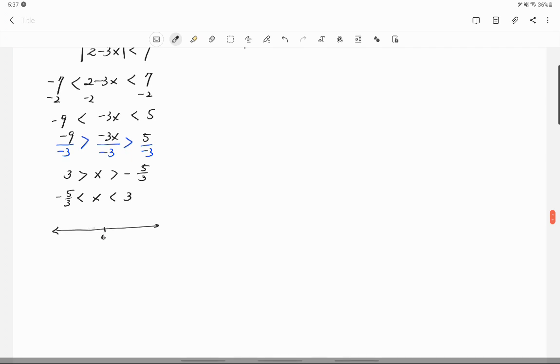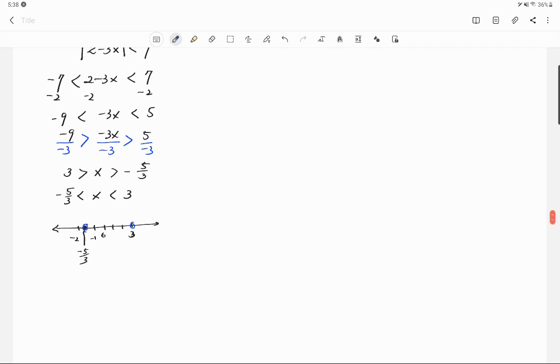Here is 0, 1, negative 1, negative 2. So negative 5 over 3 is somewhere over here, right? This is negative 5 over 3, 1 and 2/3. And then 3 is over here. So the solution is where? Between, right? Between this one. So you can write it. There's no equal sign, so put parentheses. I think I need to make it a parenthesis or open circle.